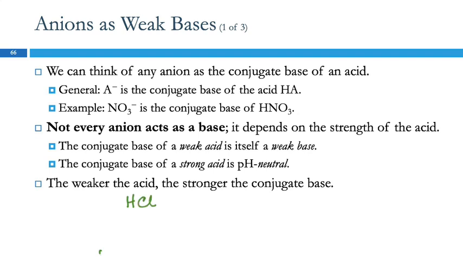So HCl is a strong acid. So it ionizes and makes H+ and Cl-. So this is the conjugate base of an acid. Could it act as a base? Well, Cl- plus H2O would make HCl plus OH-. But HCl ionizes completely to chloride. The chloride does not come back to HCl. This only goes in the one direction.